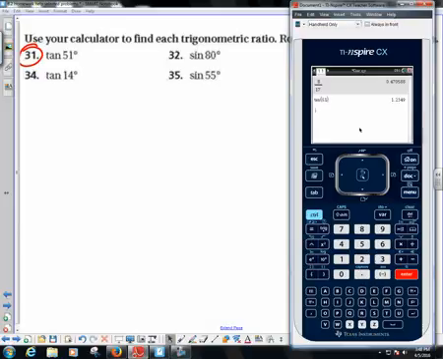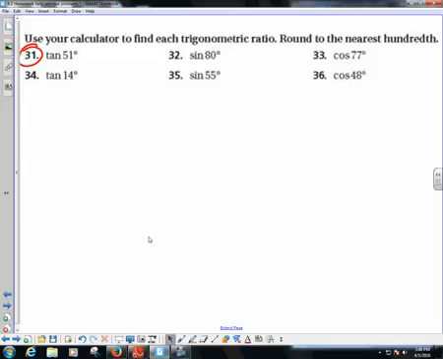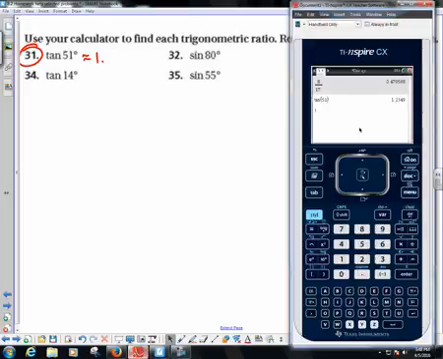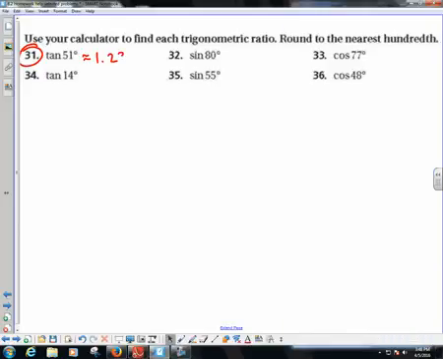So my answer is, the tangent of 51 is 1.2349, and it wants me to round to the nearest hundredth. So I look at my third decimal place. I look at that 4 and I say that's not enough to cause me to round. So my final answer is 1.23. And it's the same thing for all the rest of those.